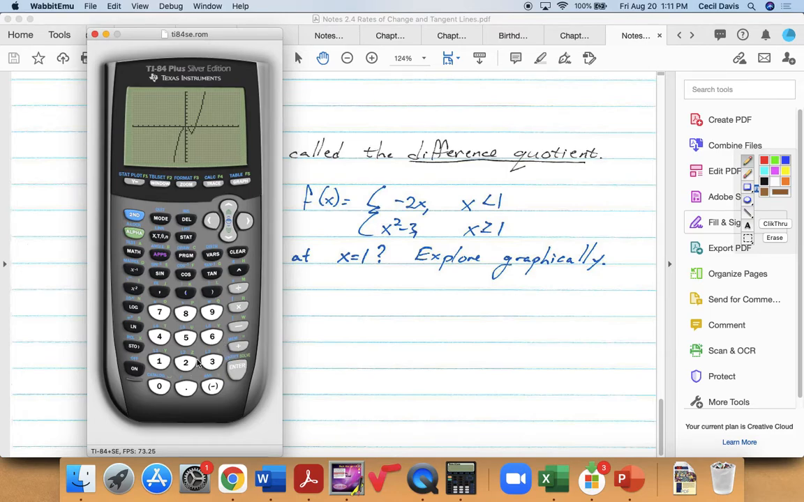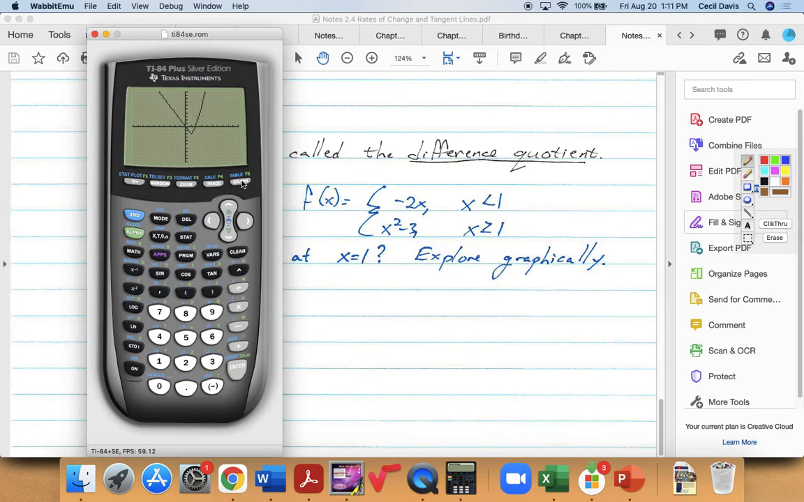That's not what that looks like. What did I do wrong? Hang on a second. Negative 2x for x less than 1. Oh, I have an extra x in here. I don't know how that happened. Plus x squared minus 3 for x greater than 1. Yeah, this is why it helps if you know what the graph looks like before you put it in your calculator.